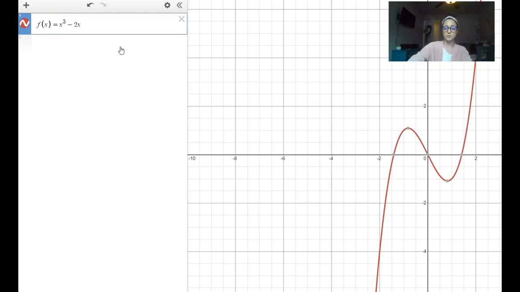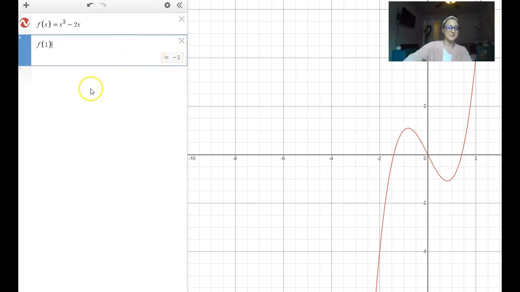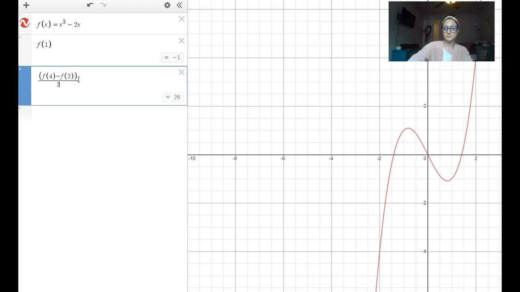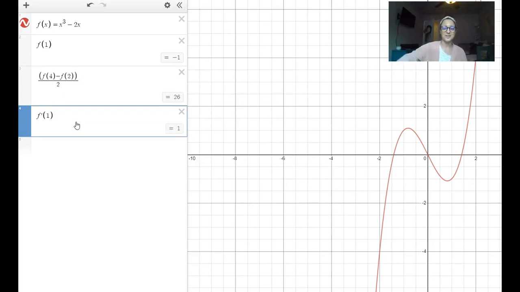Now if I want to get f of 1 in line 2, I'm literally going to type f parentheses 1. And we see right there, we're getting the same thing as we got on the 84. If I want average rate of change, let's go ahead and open up parentheses. So we did f of 4 minus f of 2 all over 4 minus 2, which is 2. And there's our 26. And then if I want the derivative, which is just going to be f prime, use that little apostrophe of 1, and there's the 1 that we got there.